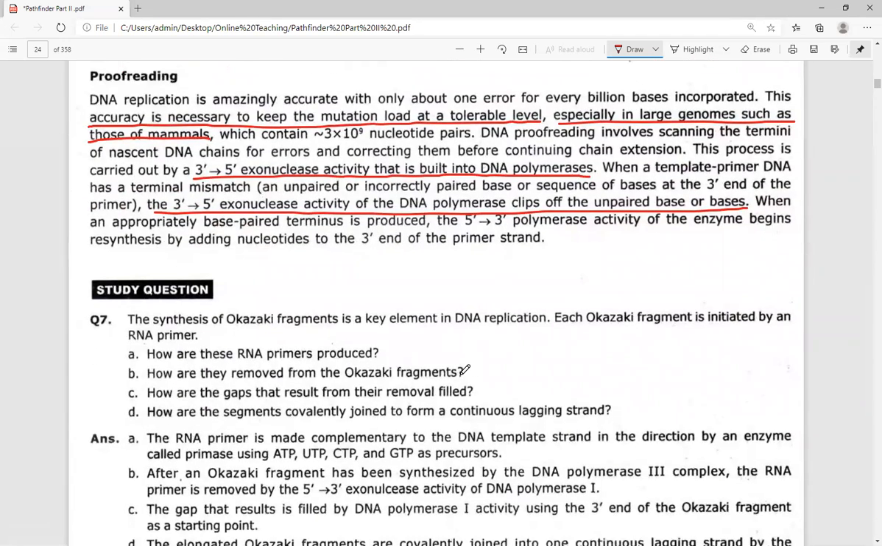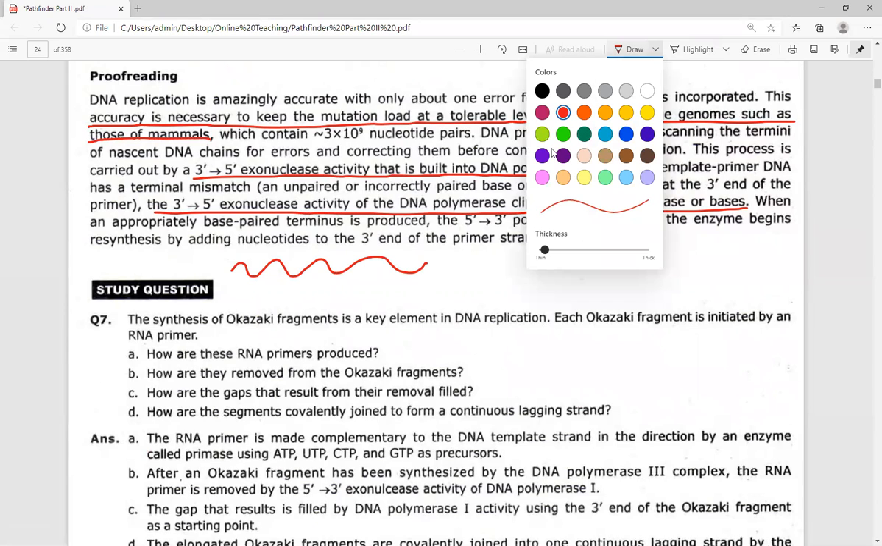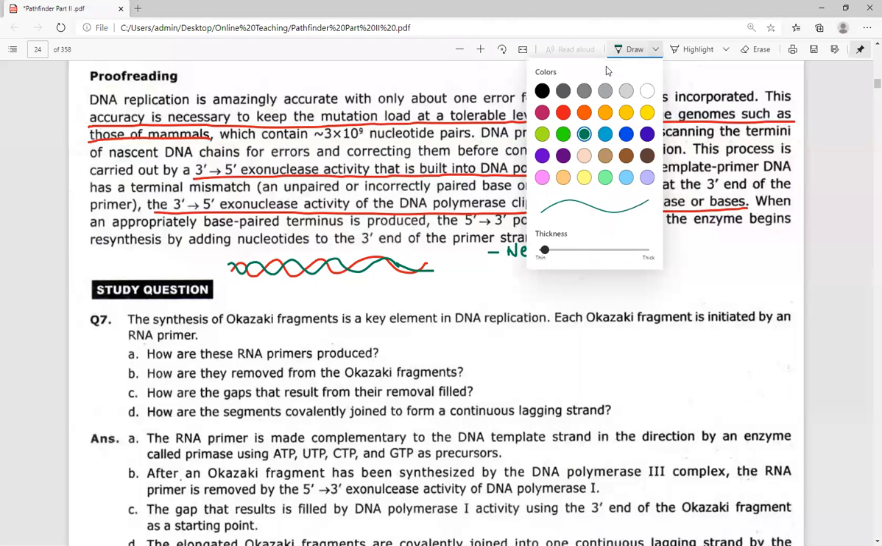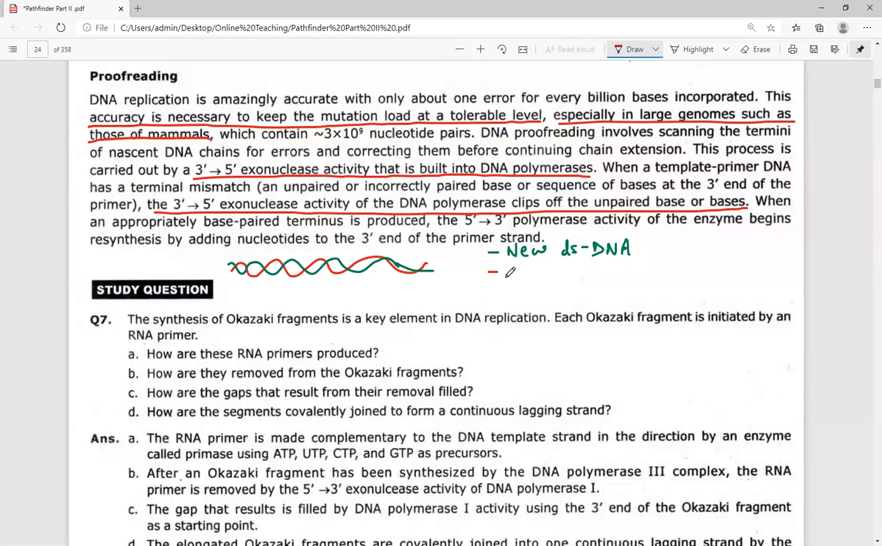Now, supposing there is a DNA molecule present. I'm drawing a DNA molecule in front of you. There is a newly synthesized DNA molecule produced over this template DNA, and I'm drawing the newly synthesized DNA molecule in green color. This is the parental and this is the newly synthesized DNA molecule. The green indicates new dsDNA, whereas the one indicated with red color is referred to as the old dsDNA molecule.